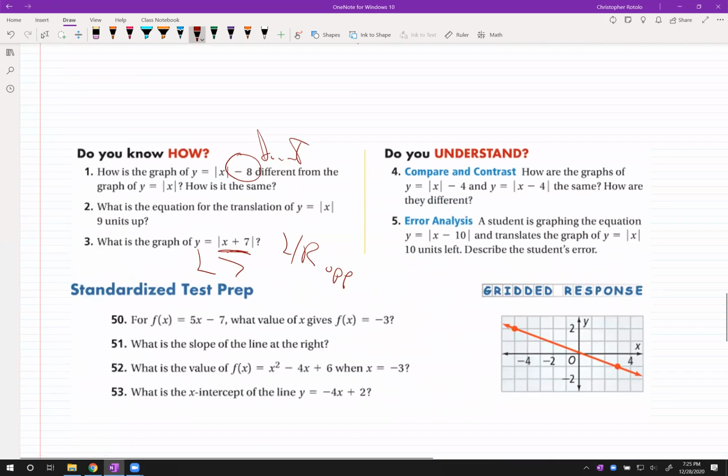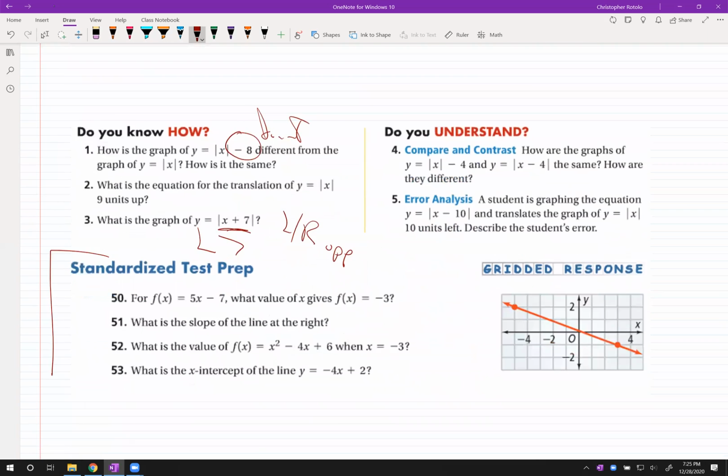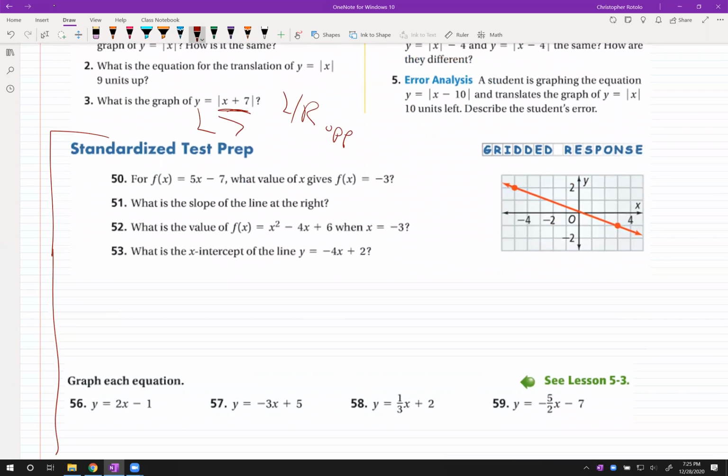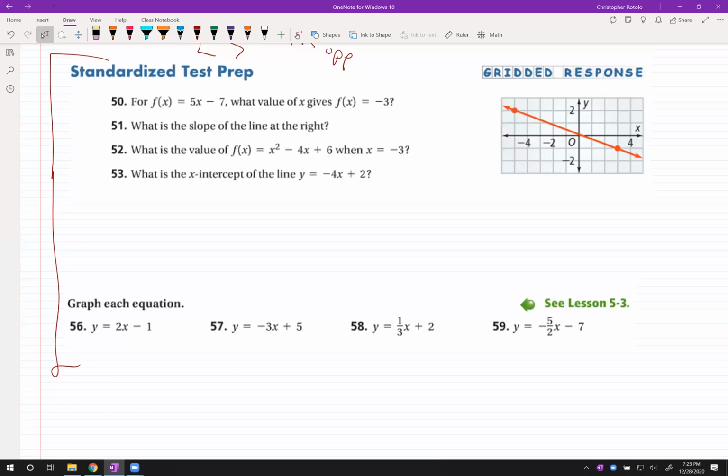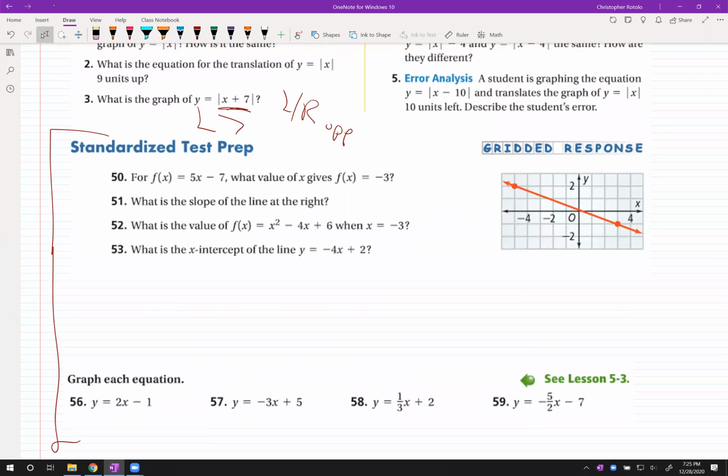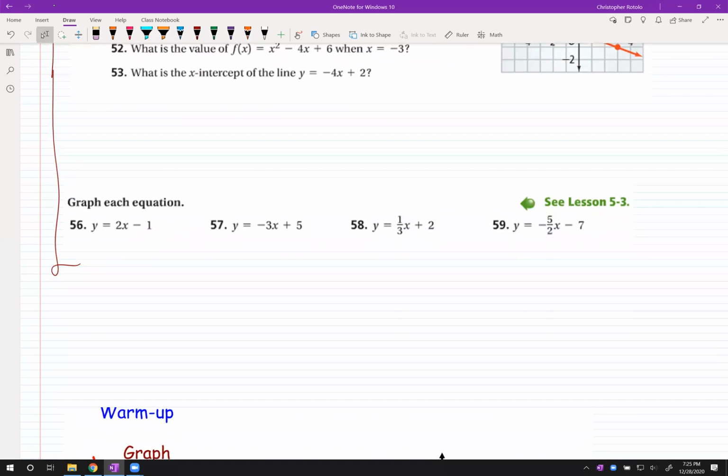All right, just as a quick review, you probably do want to do the standardized test prep. I'll be looking for that in your notebook, and it goes into our graphing. These are all in slope-intercept form, so we're working with that intercept and then moving up or down from there. All right, so give those a try, and we will touch base on these in class.